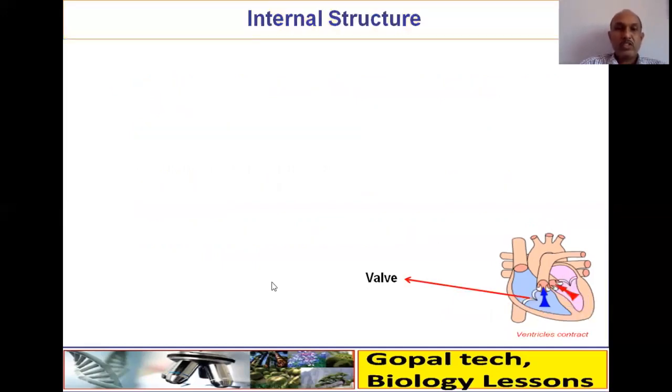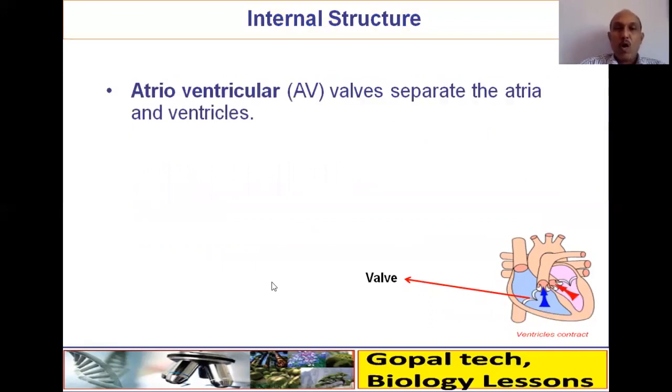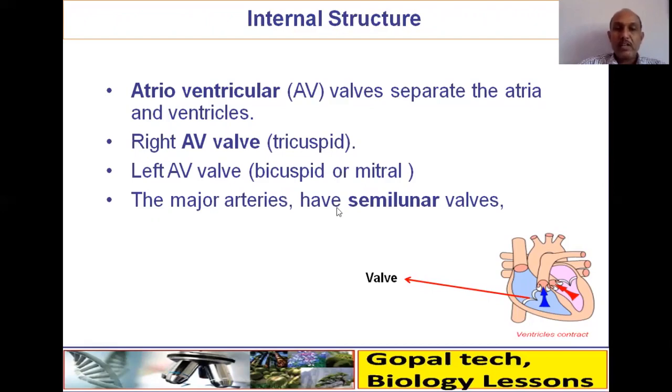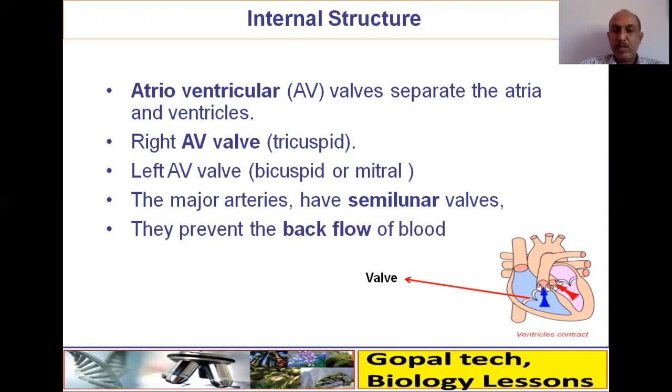Now internal structure. Atrioventricular valves separate the atria and ventricles. So here you can see the valve. Now it is closed and the semilunar valve is open. The right AV valve is the tricuspid, and the left AV valve is the bicuspid or mitral. The major arteries have semilunar valves. See here there are semilunar valves. So all these valves prevent the backflow of blood. That is the main function of the 4 valves. Here you can see the AV valves.